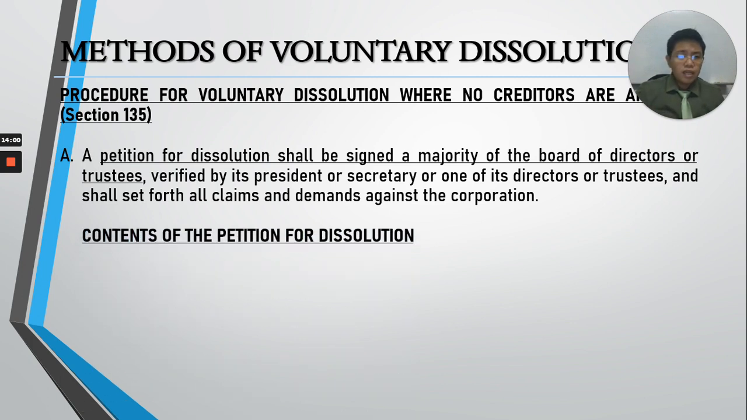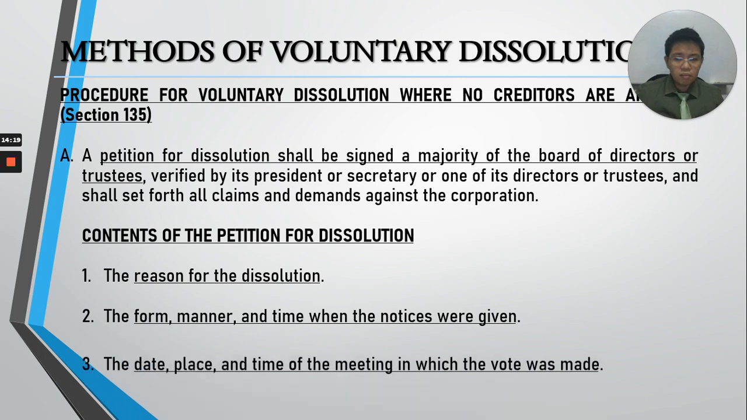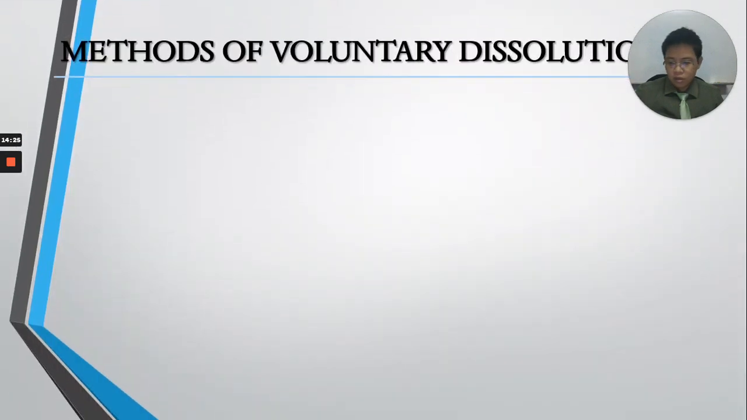So, in addition to that, the reason for the dissolution, kailangan ilagay, form, manner, and time when notices were given. Because remember here, class, again, yung petition kailangang ipa-approve. So, sa mga stockholders, members, so kailangan may meeting na naman. So, what else? Number 3, date, place, and time of the meeting in which the vote was made. And number 4, may number 4 pa. Wala na pala. Tatlo lang pala. Sorry class.